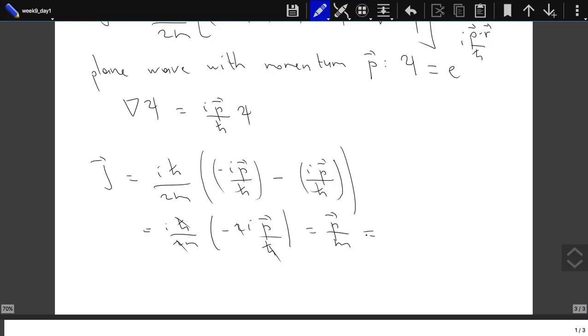Times the velocity. Well, that is what we would have expected. The current density should be proportional to the velocity of the particle. But of course, we haven't properly normalized things, so we cannot really say that this is the particle per unit area per second. Up to a normalization, this is the current.